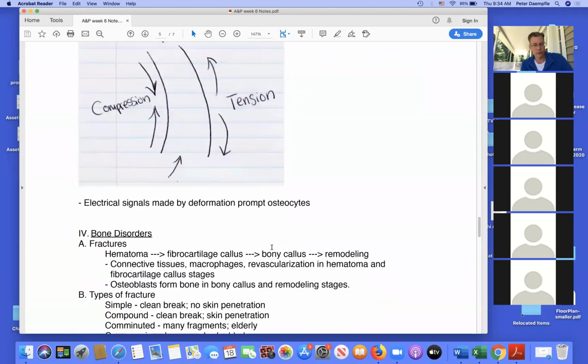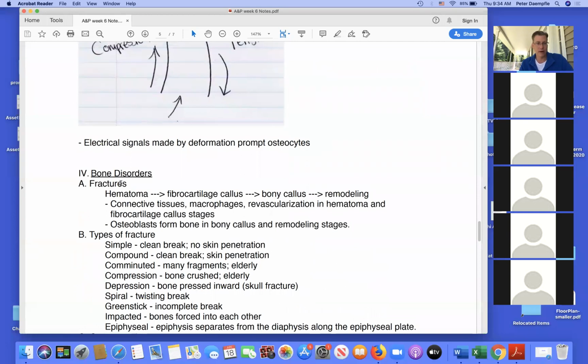Some golden rules, everybody, to live by. And we think electrical signals may prompt the osteocytes and osteoblasts and osteoclasts to build and break down bones.